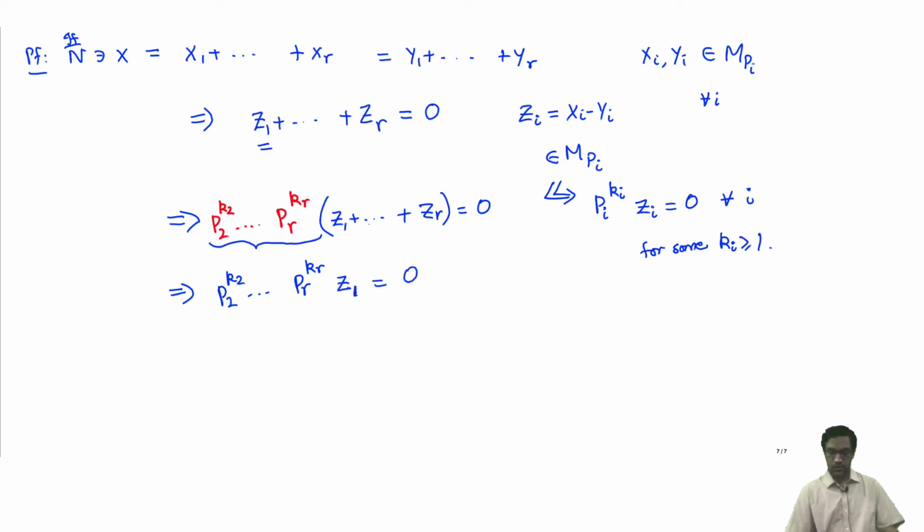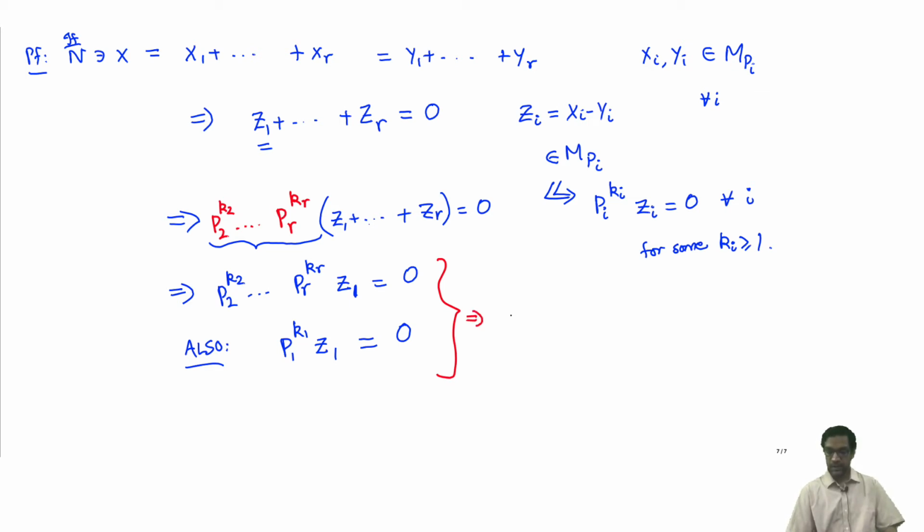Okay, now remember, however, we also knew that z1 was killed by p1 to the power k1. Okay, so these are my two equations which will tell me that z1 itself must be 0. Why is this? Because observe, these two equations are of the following form. It says that z1 is annihilated by two elements.